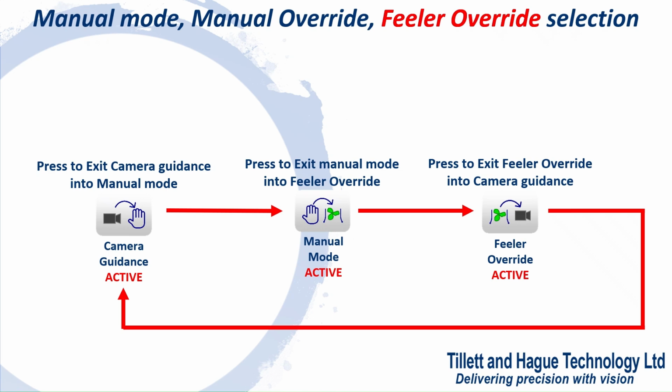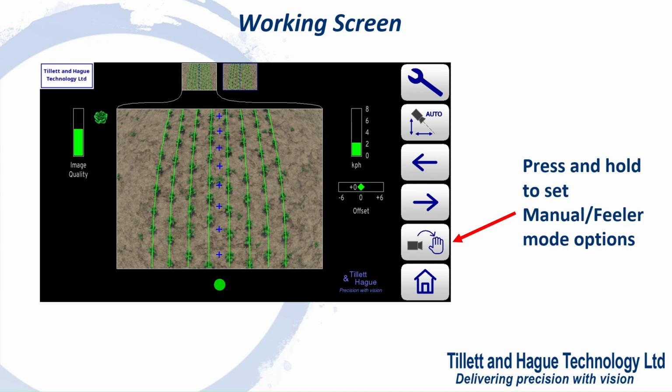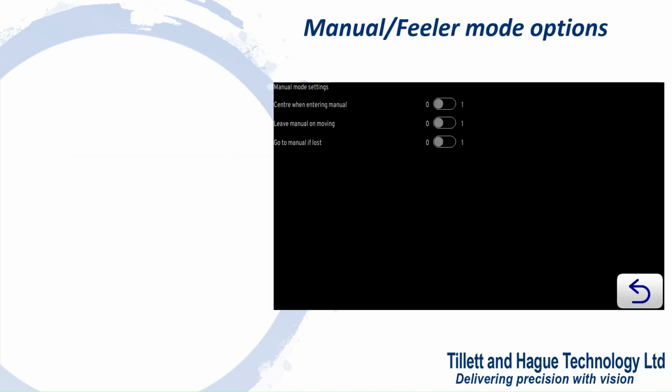To access the manual mode settings and preferences screen, touch and hold on the mode selection button. From this pop-up menu, you can change how the system responds to various situations to suit your personal preferences. The first setting allows you to toggle the machine to centralise the side shift or steering discs upon entering manual mode.